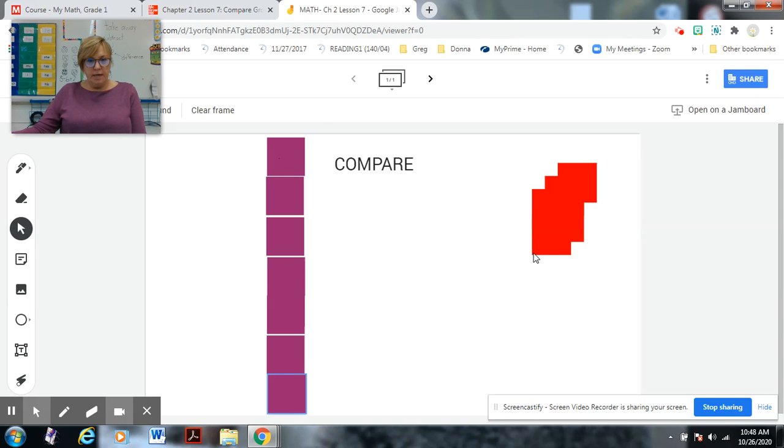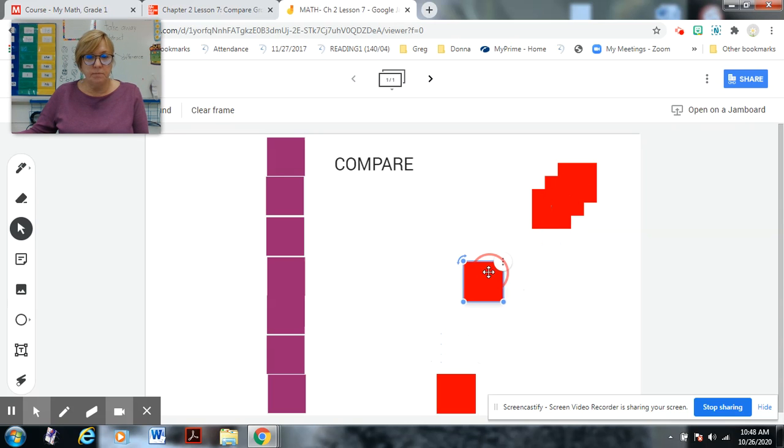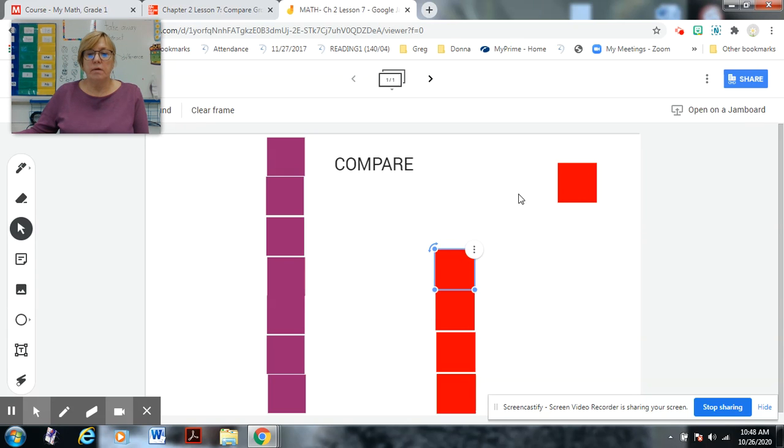On this side, I have some red. Let's count and see how many red that I have, all right? And you can pick another color of your cubes and put them together as I count. 2, 3, 4, and 5. Okay, so I have 7 purple and 5 red.